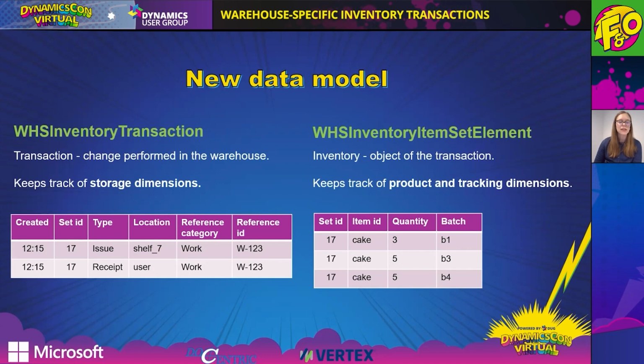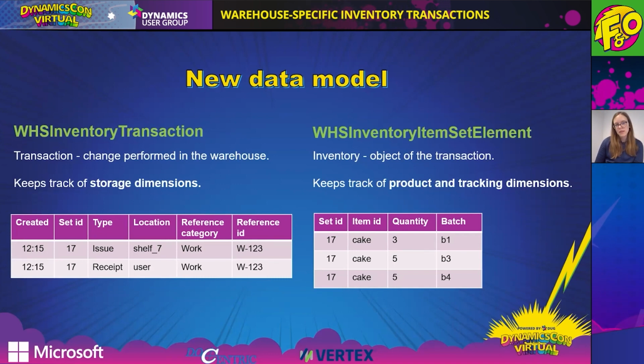We can see it as reference category. It could be work or container. It also tells us about the location where the change occurred. And also we have this type, transactions have types. Here we can see issue and receipt transaction.